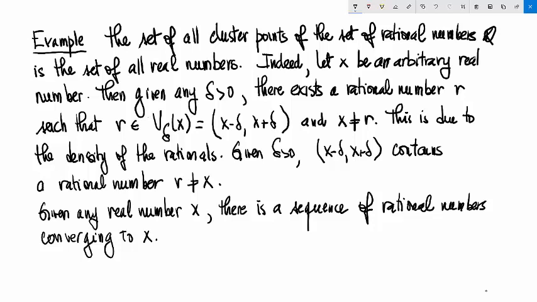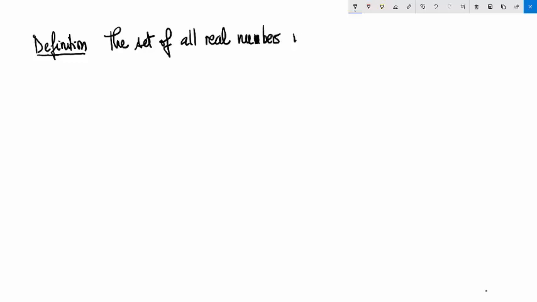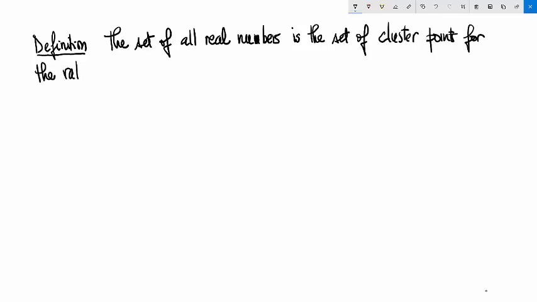And this is actually leading us to another definition of the real numbers, and this definition is stated as follows. We can, in fact, now define the real numbers as follows. The set of all real numbers is the set of cluster points for the rationals. Okay.